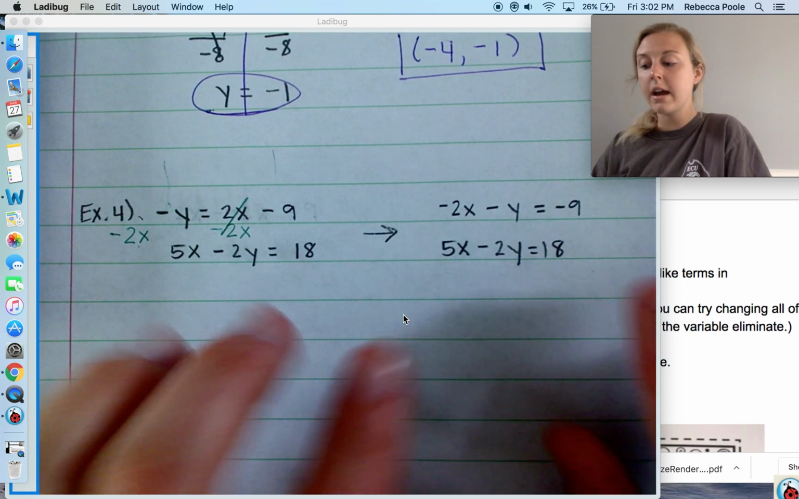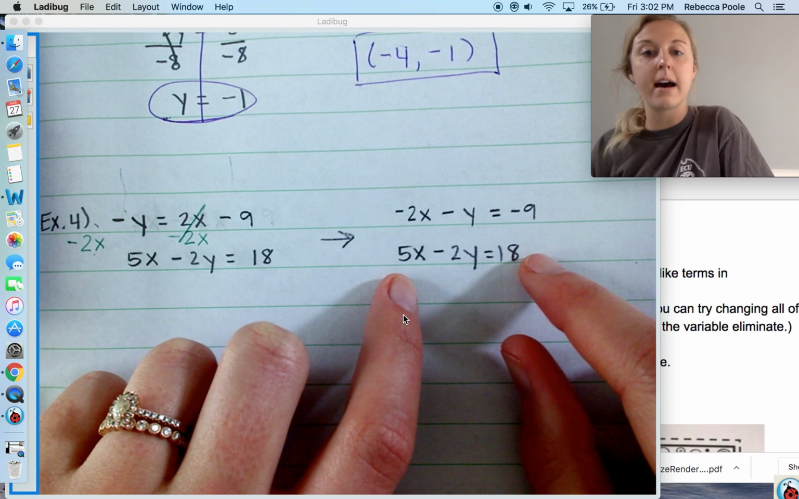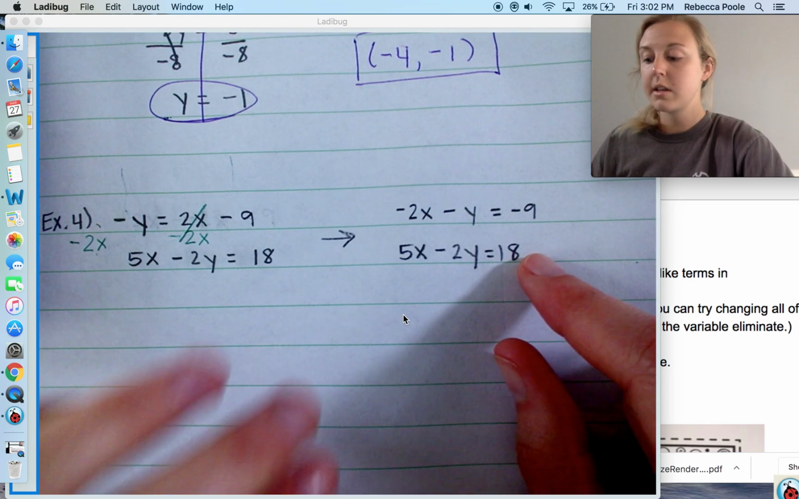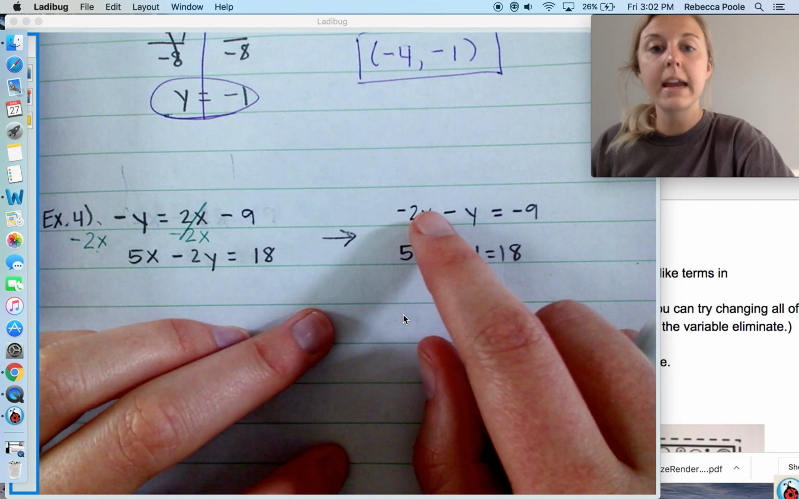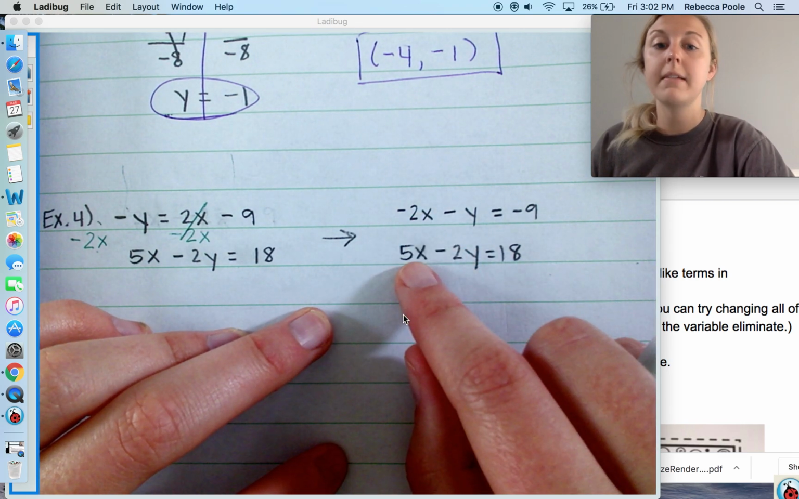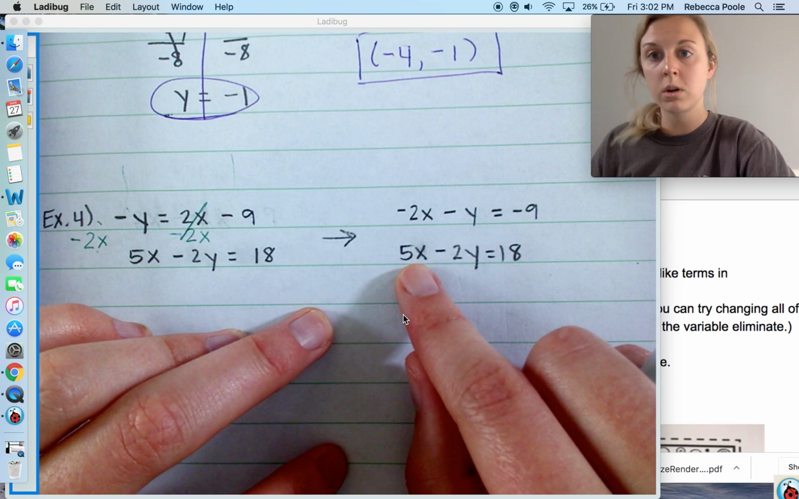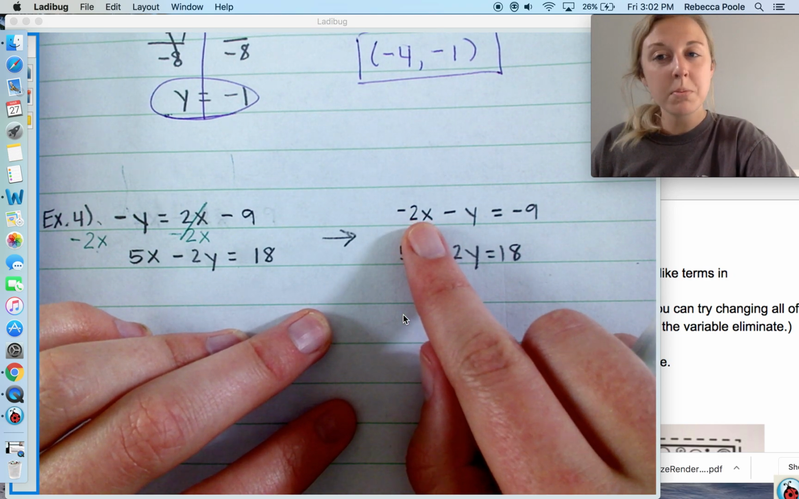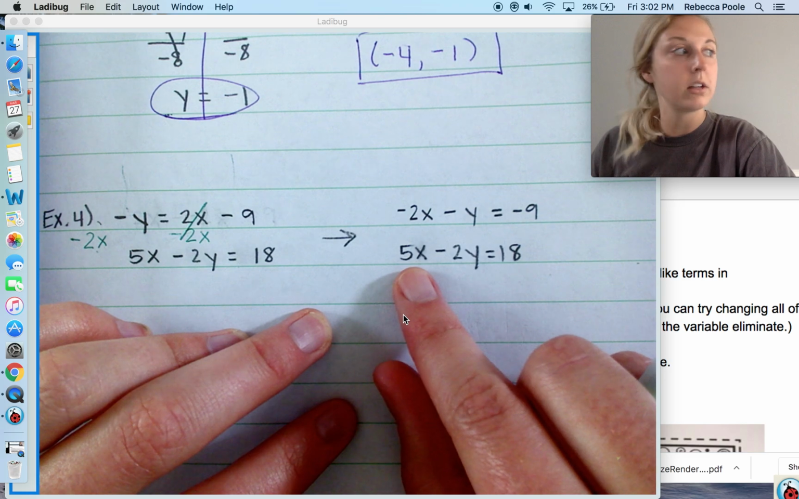All right, so now if we look at this new system that we have, we want to try to pick the easiest variable to eliminate. So let's start with our x's. Can I eliminate 2 and 5? No, they won't eliminate, right? So can I multiply 2 by anything to make it eliminate with a 5?